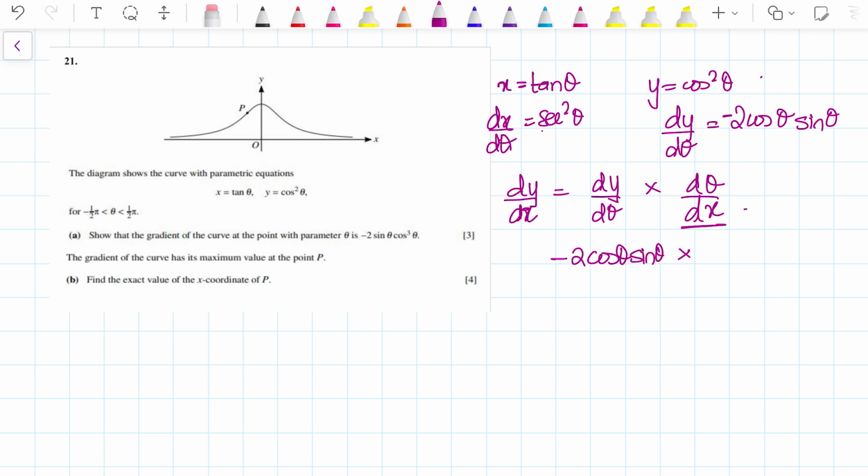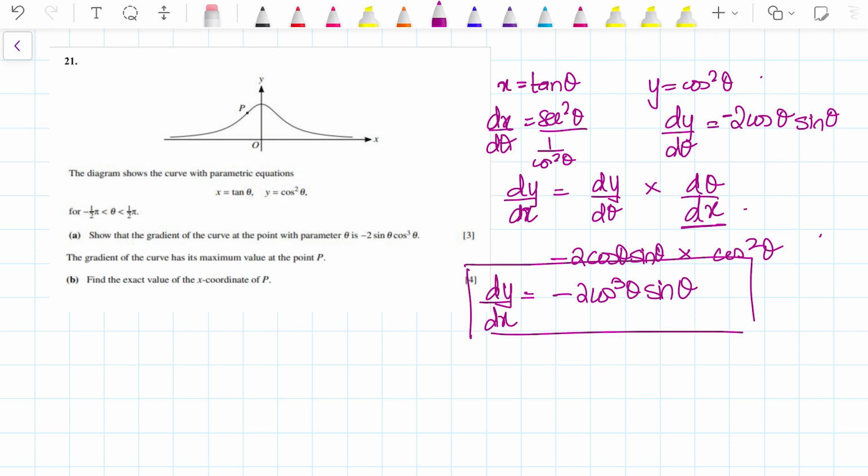Multiply by the reciprocal of this, 1 upon cos square, so the reciprocal will become cos square, is equal to dy upon dx. Sec square is the reciprocal of cos square, so I have written it as 1 upon cos square, and then I need the d theta upon dx, so that will become cos square in the numerator. So this is shown.